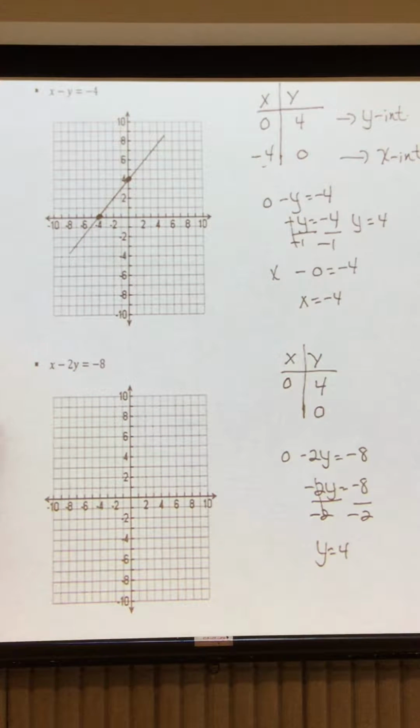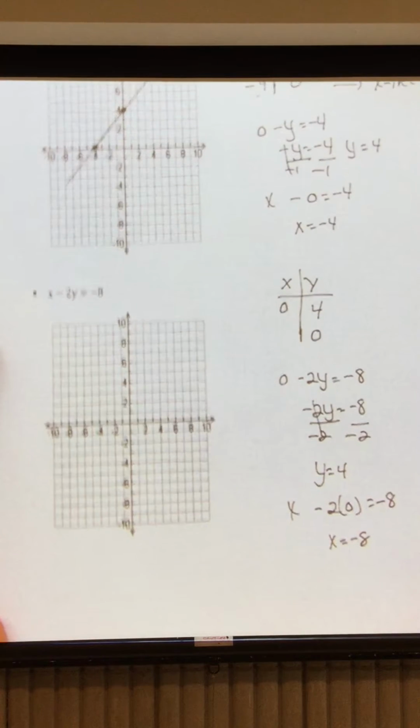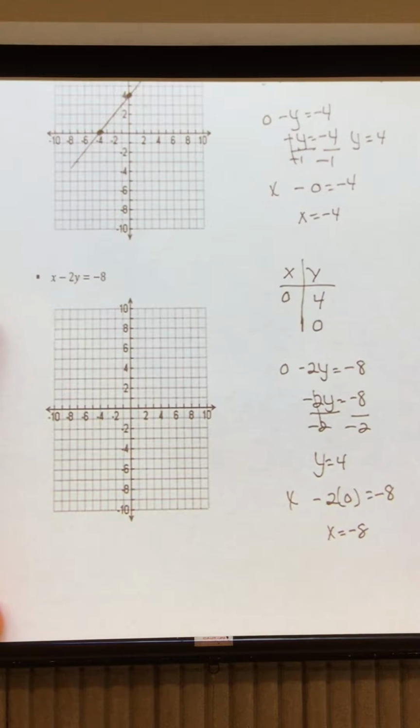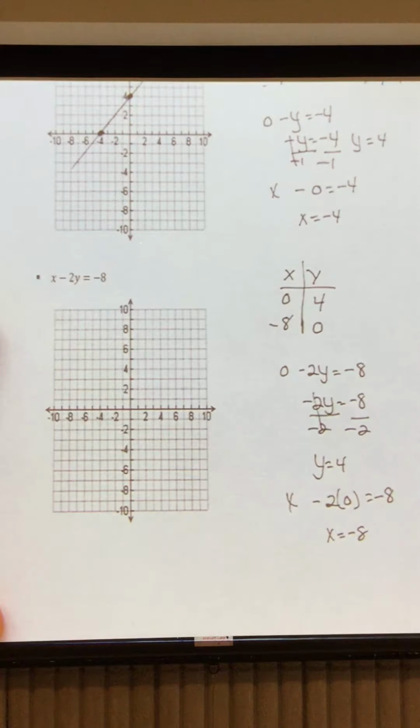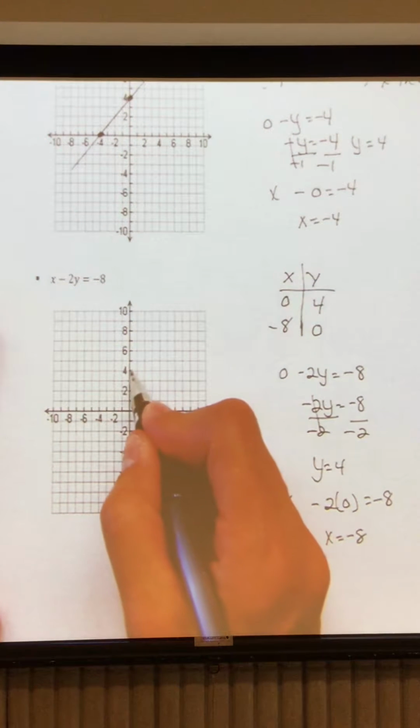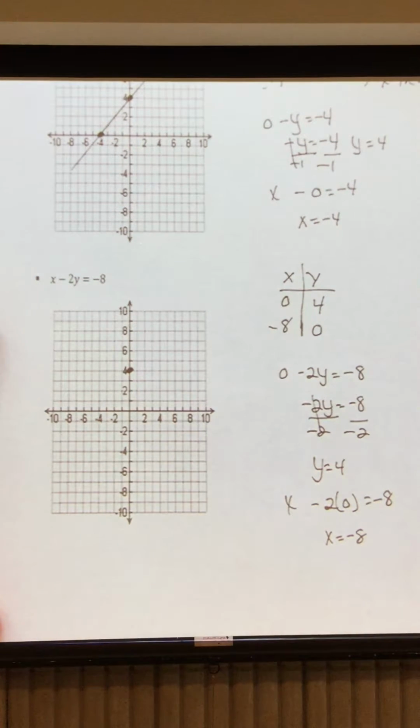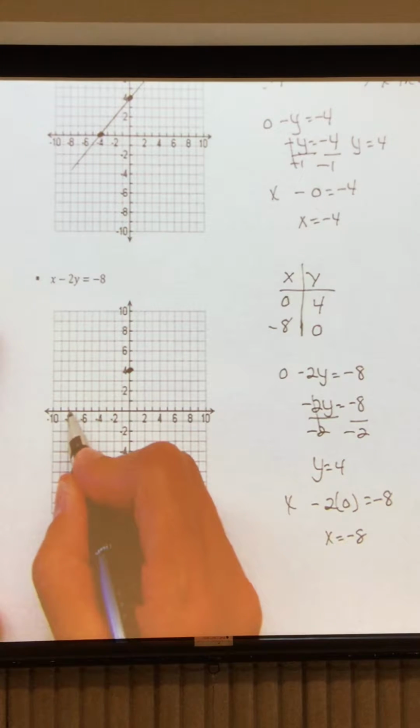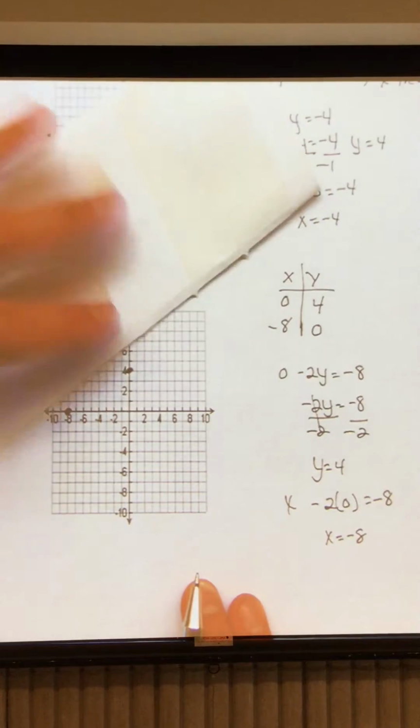Now substituting 0 into the y, you have x minus 2 times 0 equals negative 8. Negative 2 times 0 is 0. So x is equal to negative 8. So we have our y-intercept, 0, 4, and our x-intercept, negative 8, 0. And let's connect our points.